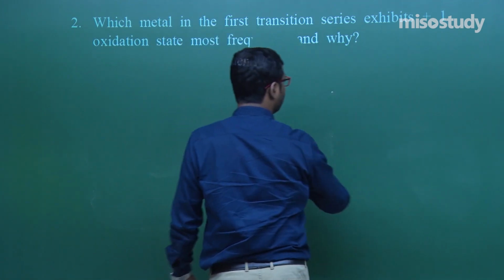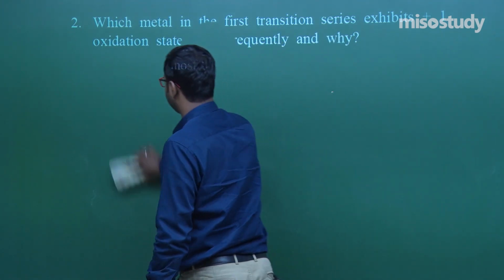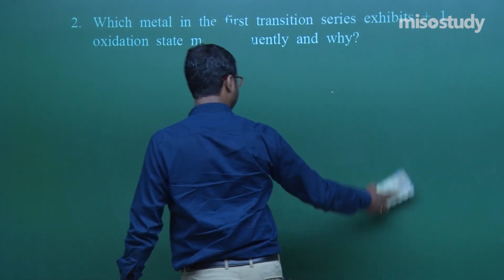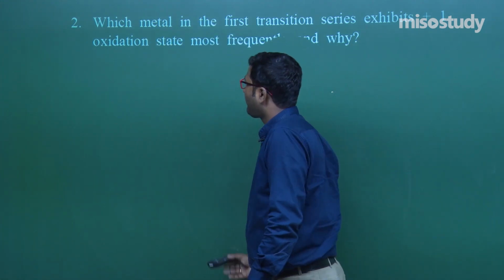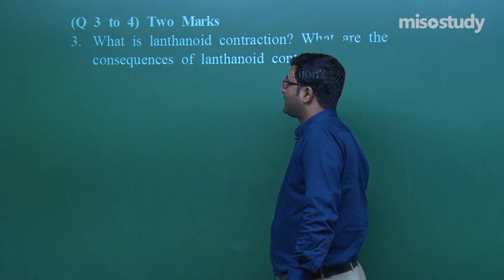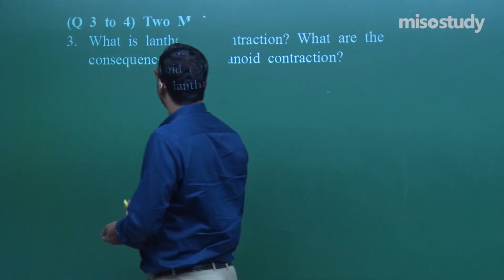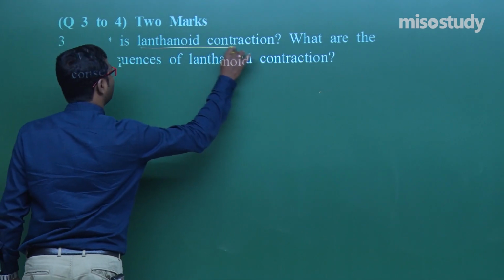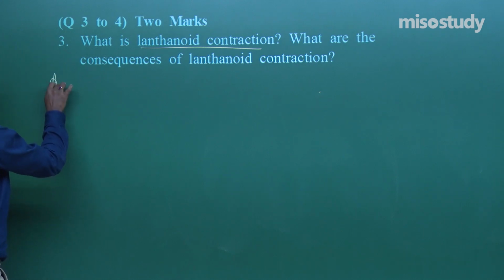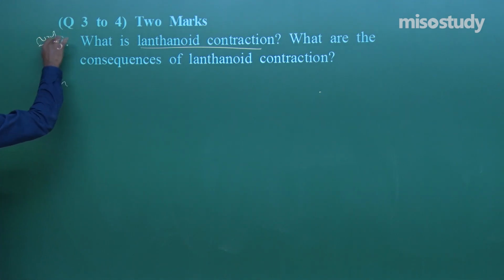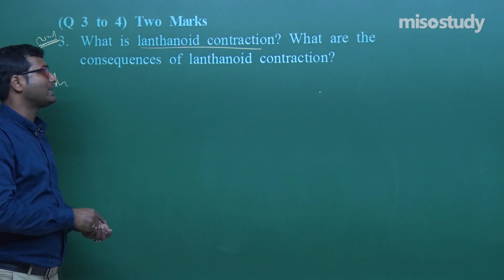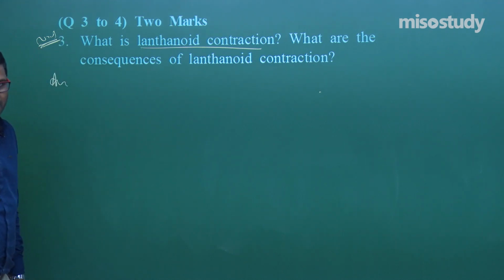Now what is the next question? Listen carefully. This is question number 3. Read the question. What is lanthanoid contraction? This is a good and important question. What is lanthanoid contraction and what are the consequences of lanthanoid contraction?